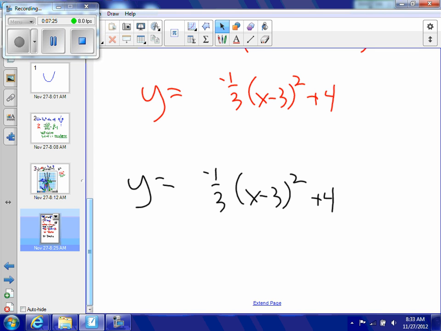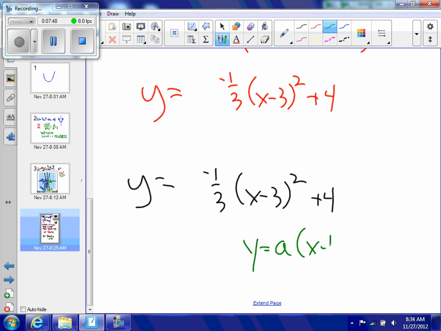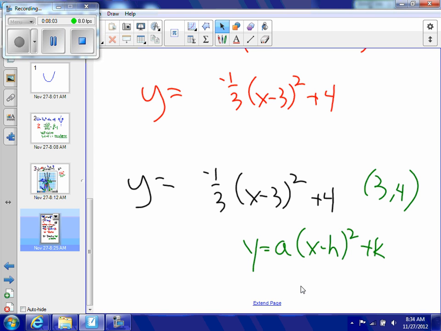What's my vertex going to be? What's the vertex of this problem? 3, 4. Yeah. 3, 4, right? So vertex form, y equals a times x minus h squared plus k. So my vertex is going to be 3, 4. Okay? Now, let's find a different way to find the vertex. Not Mr. LeBron's way. Yes, please. Yes.